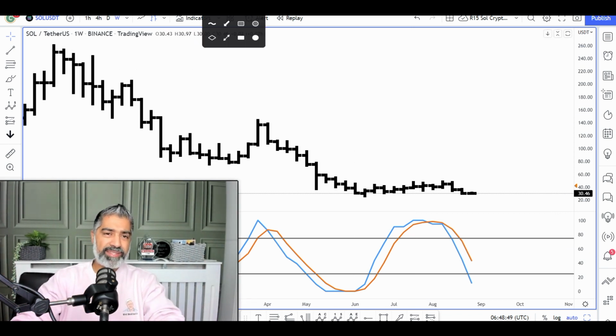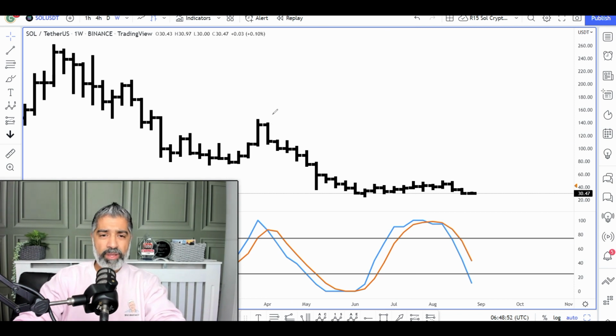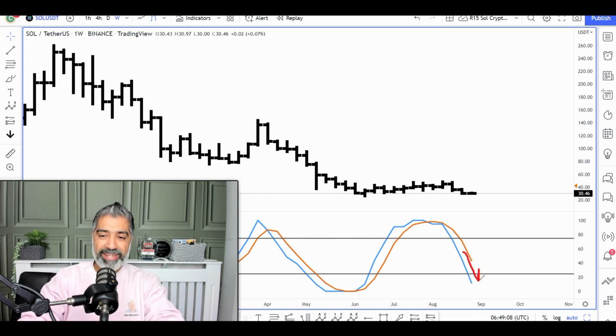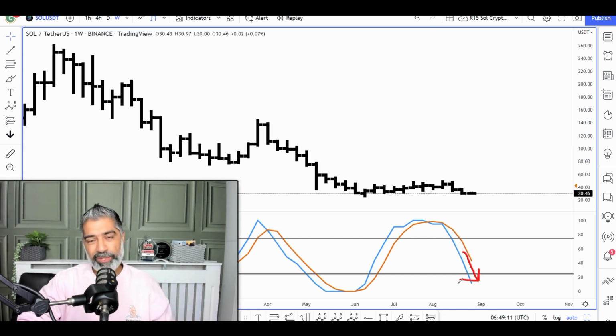And if we look at this in an objective, non-emotional way, we go, well, the last time the blue line went over the red, we had sideways to down for quite a few weeks. And the last time over here, the blue line went over the red. Well, guess what? Recently, we've been sideways to down for around 2 to 3 weeks. But the momentum is still pointing down. So that indicates to us that we've still got 1 or 2 more weeks of sideways to down with Solana.